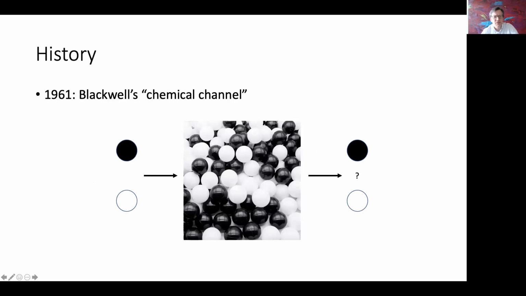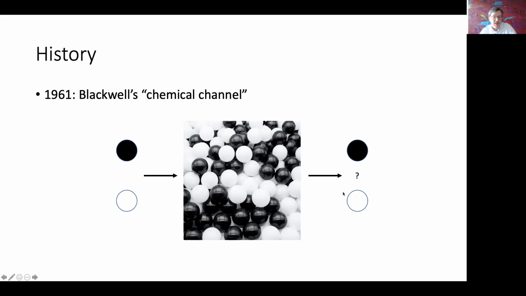So basically what Blackball said is, imagine a bag. This is just an image I found on the internet of balls. So imagine a bag filled with balls like this. You know in advance that there's a certain number of white balls and a certain number of black balls. The transmitter is allowed to introduce one ball, either white or black, into the bag. So that will clearly change the relative proportion of balls, whether you choose white or black.